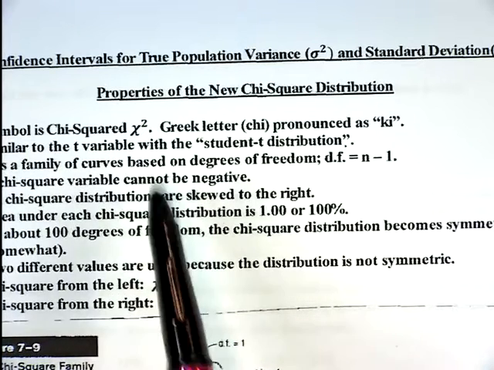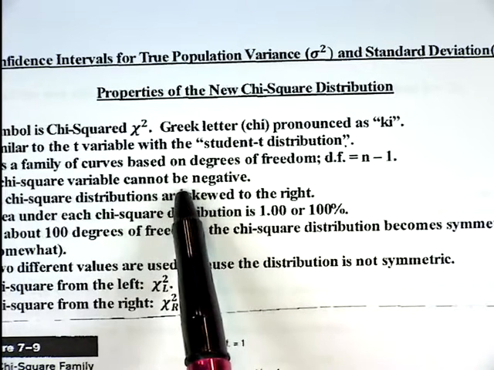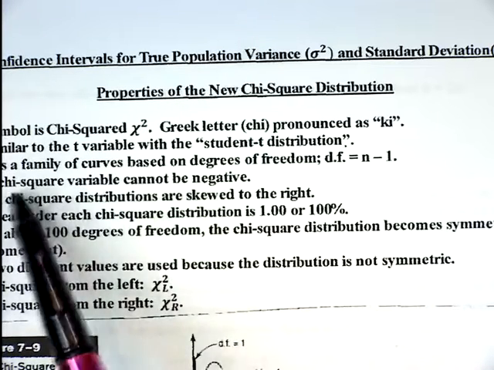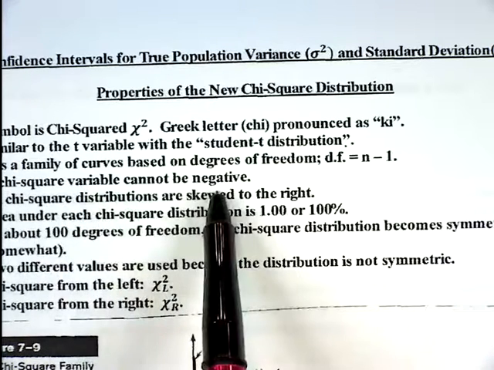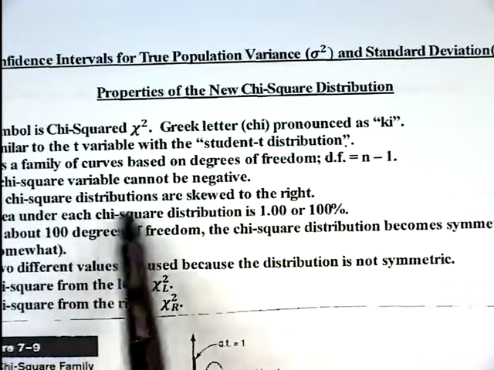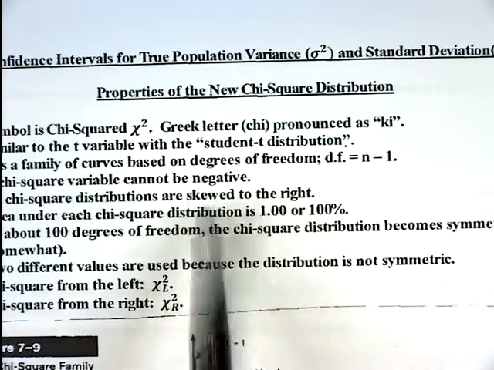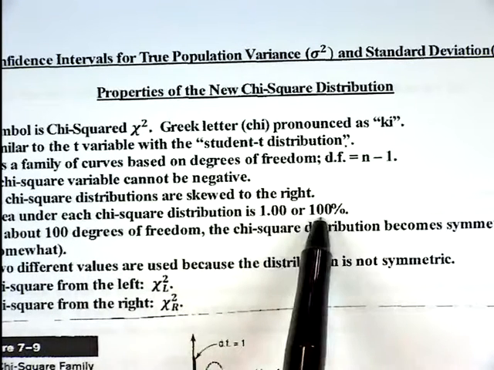We haven't really talked about this, but once we cover hypothesis testing and we explore the student t distribution a little bit more, you'll see that those t values on the t-axis can also be negative. But here with the chi-square distribution, the variables on the axis are always positive, so they cannot be negative. All chi-square distributions are skewed to the right, so they're positively skewed, or right skewed. The area under each chi-square distribution is 1 or 100%.